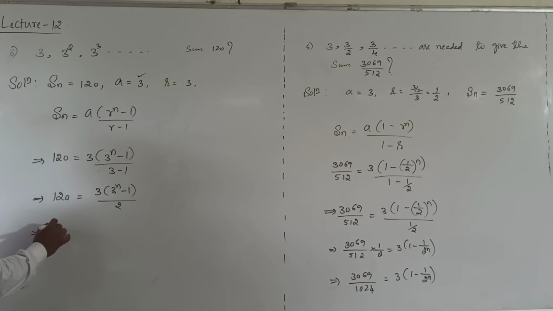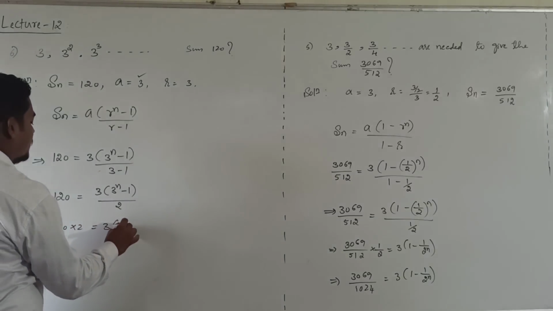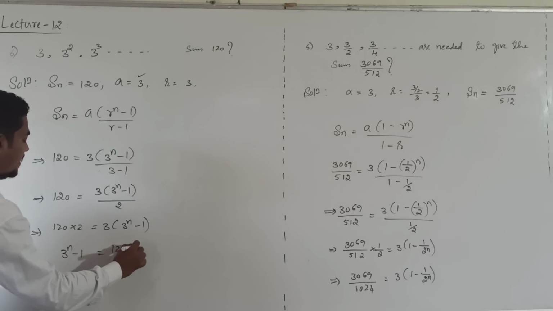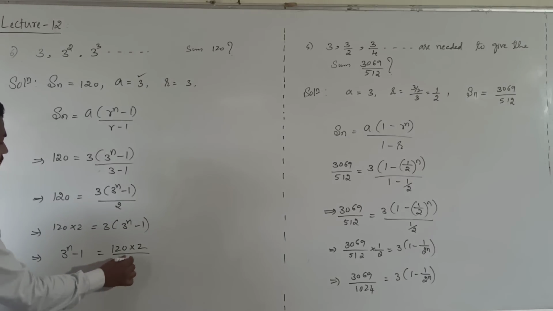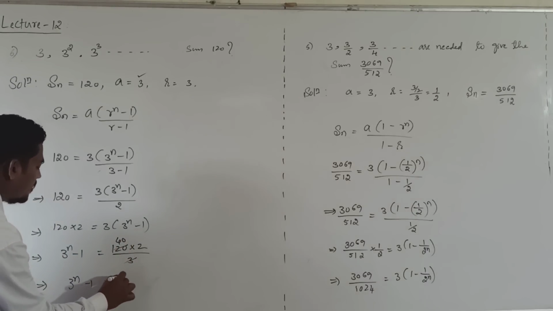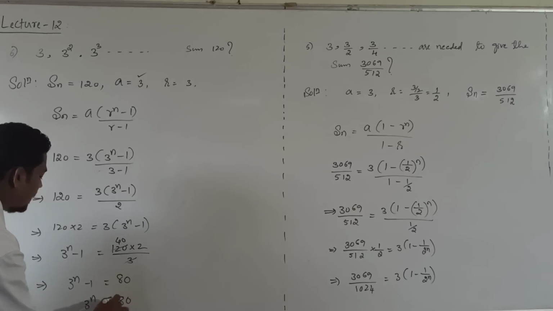Just cross multiplication: 120 into 2 is equal to 3 into 3 power n minus 1. After that, 3 power n minus 1 equals 120 into 2 divided by 3. Then 3 power n minus 1 equals 40 into 2, which is 80. Then 3 power n is equal to 81.